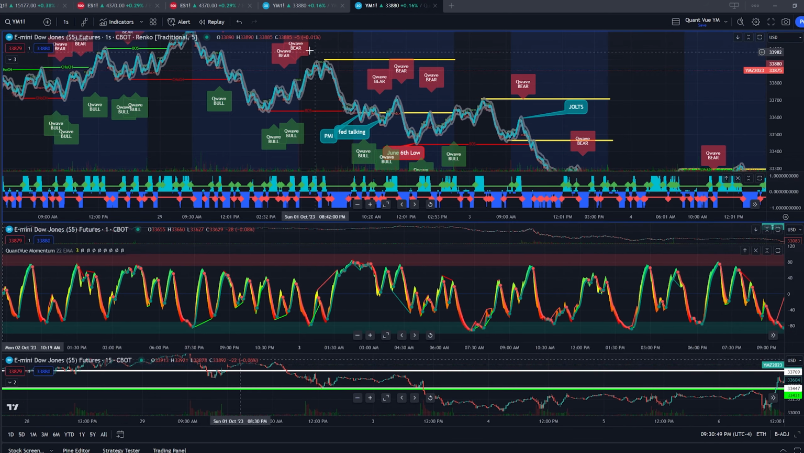So I'm going to try to make this as brief as possible. Here we have the Renko chart. These yellow lines on the chart are simply the overnight highs and the overnight lows. These are very respected areas, especially in YM.